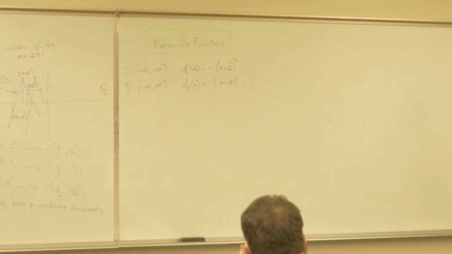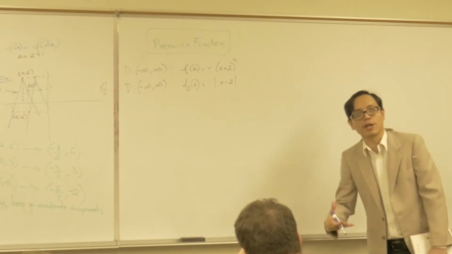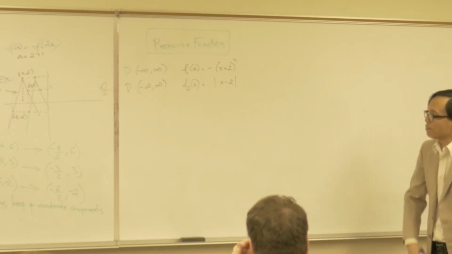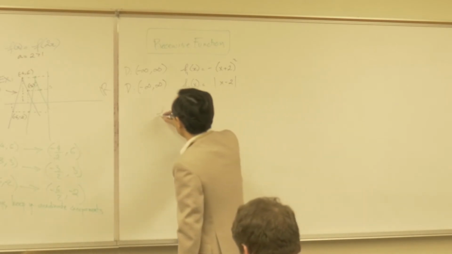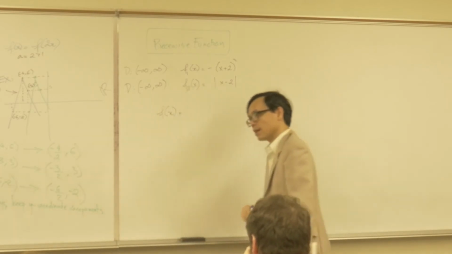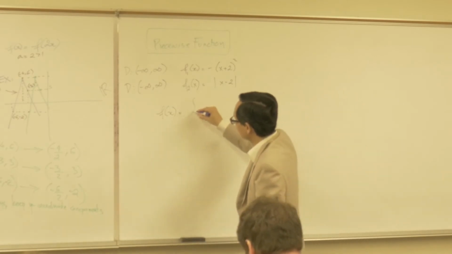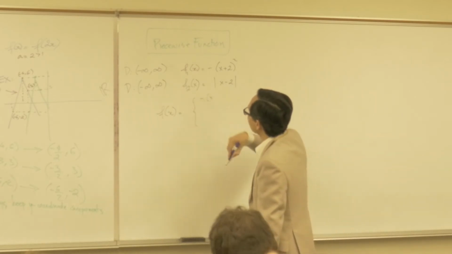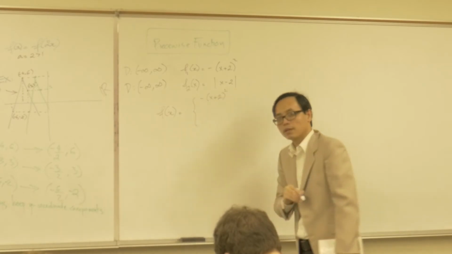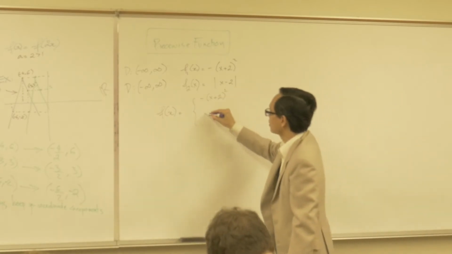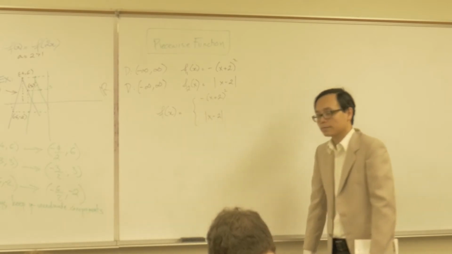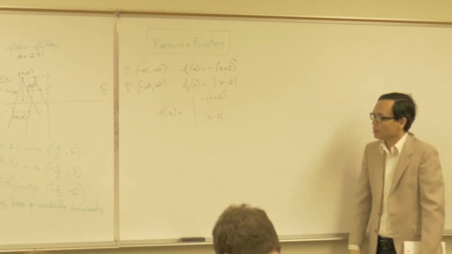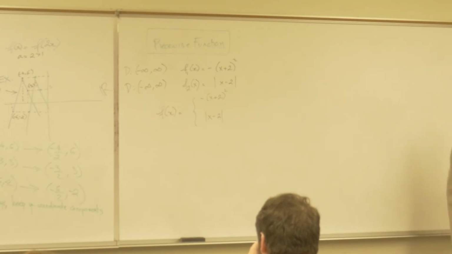Very good. Now I have two functions. And I want to create a piecewise function. Okay? So my piecewise function, I call it f of x. And I'm going to use the curly bracket to combine these two functions together. I combine the first function, and I combine the second function. But how about the domain of this new function, f of x?